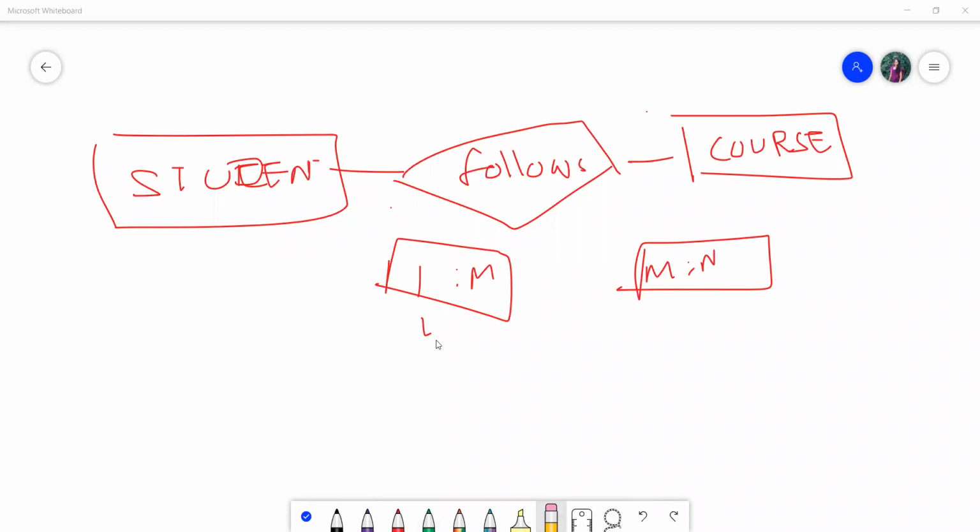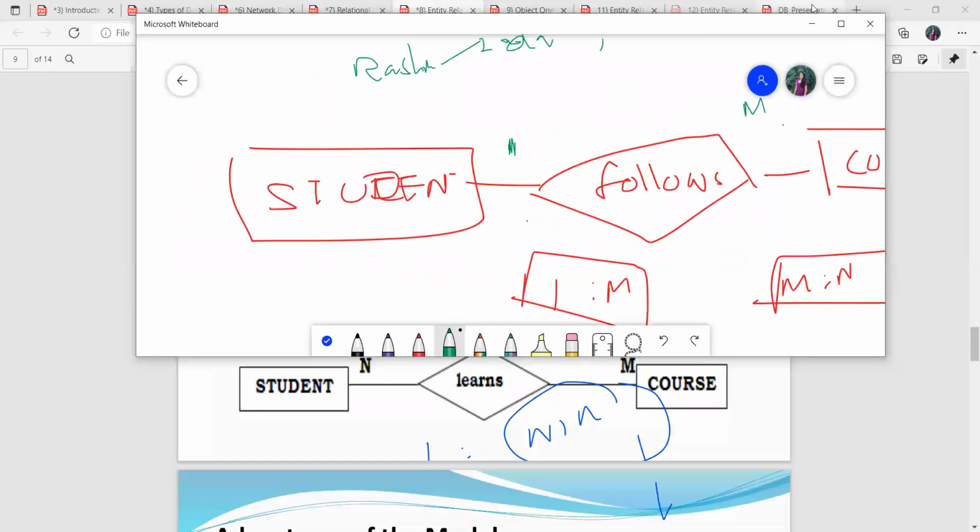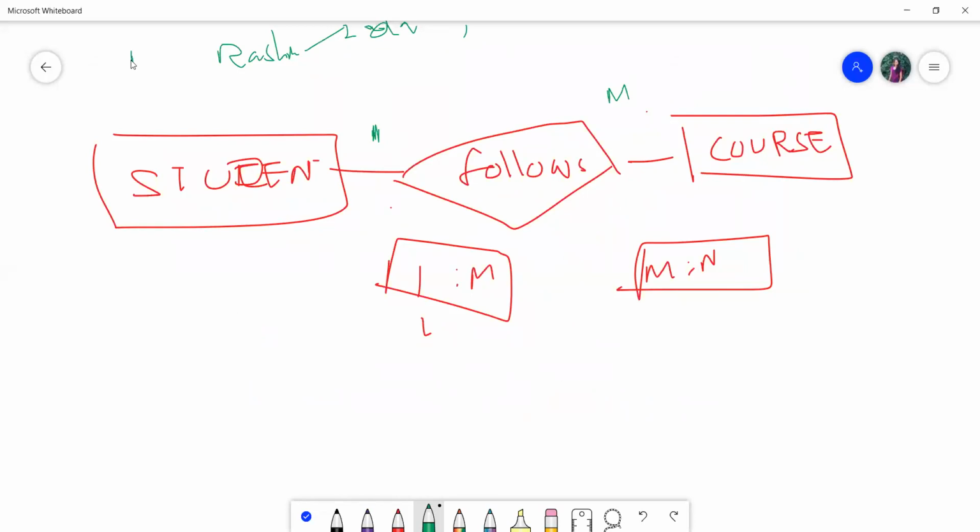When we consider one student, this one student follows many courses. As an example, Rashmika follows computer science, database, data structure. Likewise, one student can follow many courses. When we consider one course, database design and implementation, how many students are in this course? Many. So a course can have many students. So this relationship is one to many. Sorry, many to many.